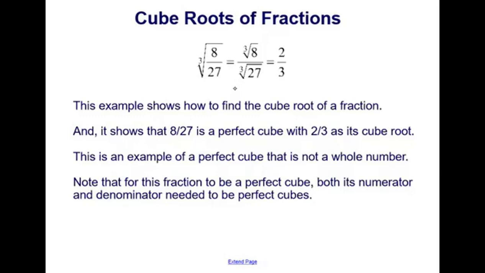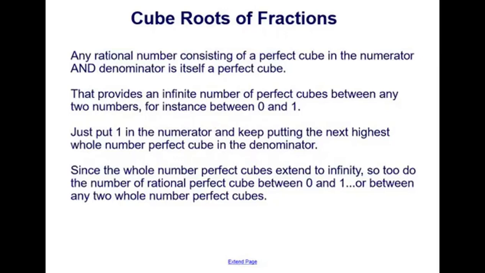So note that for this fraction to be a perfect cube, both its numerator and denominator needed to be perfect cubes. We had to be able to take the cube root of 8 and the cube root of 27. It wouldn't have worked if it was the cube root of 26 or the cube root of 28 or the cube root of 7 or the cube root of 10 in the numerator. It had to be perfect cubes in the numerator and denominator in order for us to do and complete this example. Any rational number consisting of a perfect cube in the numerator and denominator is itself a perfect cube.